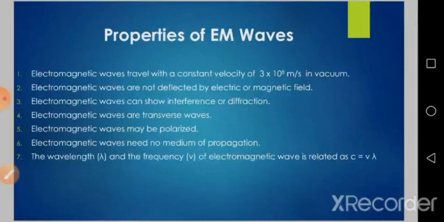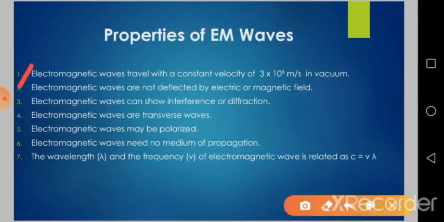Now the properties of electromagnetic waves are given here. There are a number of properties which an electromagnetic wave can possess. Number one, electromagnetic waves can travel with a constant velocity of 3 into 10 to the power of 8 meters per second in vacuum. Second, electromagnetic waves are not deflected by electric or magnetic fields. Third, electromagnetic waves can show interference or diffraction.